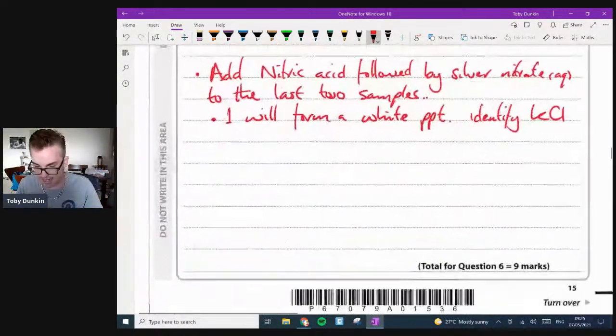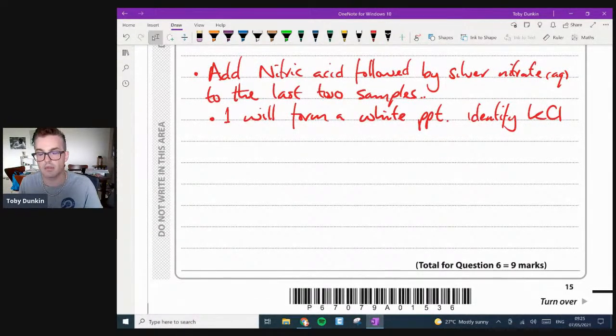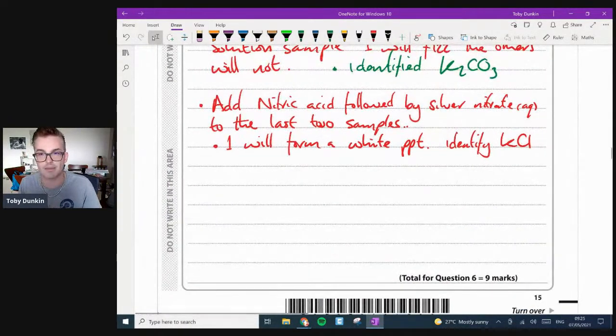I'll also see if I can get done the June one if I have time. These papers take quite a long time to do. It just depends how much time I've got.